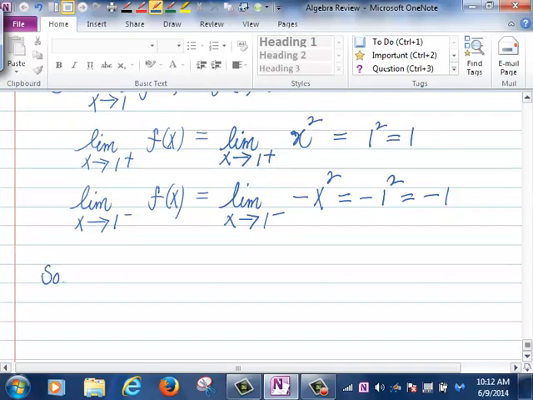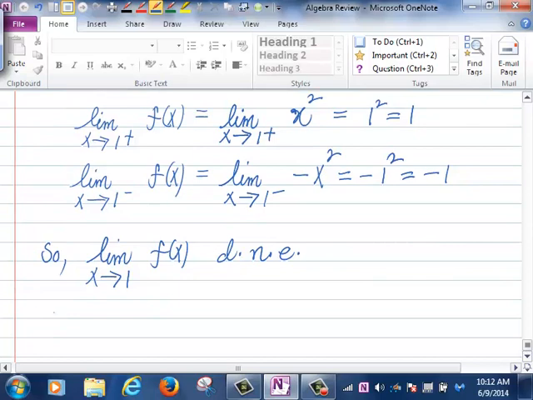So what do I see? I see that the limit at 1 of f of x does not exist, right? It does not even exist, so it cannot equal f of 1. It doesn't exist. So thus f is not continuous. So thus f is discontinuous at 1.